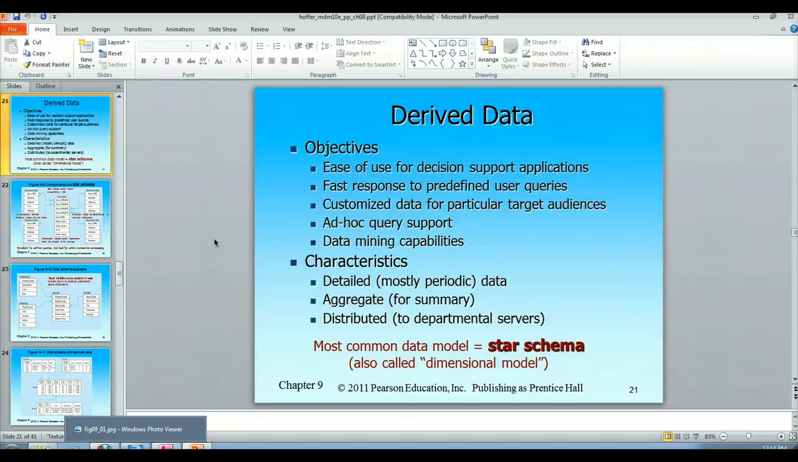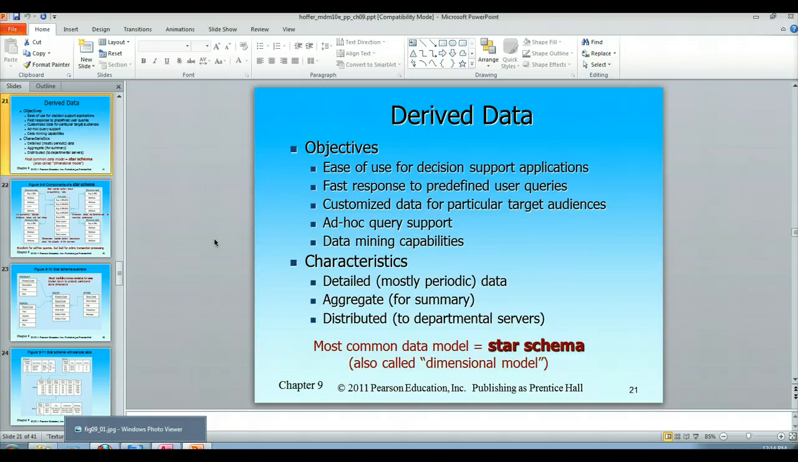So, when we talk about derived data, we're talking about the data that gets moved into the data warehouse. An objective of derived data is it has to be easy for the people making decisions to get to and use, and to be used by the applications they use for reporting. It has to be fast. Right? So, we're not going to have somebody on the board of directors clicking a button and waiting for 5 minutes for a report to pop up. This has to be fast, real time.